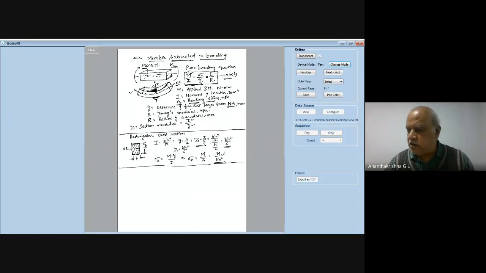So please use table 1.3a in page number 12. Yes, page number 12. Use table 1.3a in page number 12 for the details of various cross sections. Now I'll come to the circular cross section.